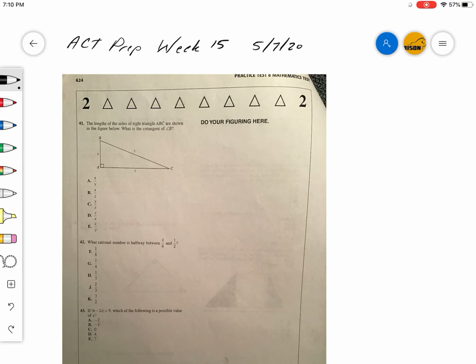We're going to go ahead and do 10 more of these. Today we're doing 41 through 50. So 41 says that the lengths of sides of right triangle ABC are shown in the figure below. What's the cotangent of angle B?